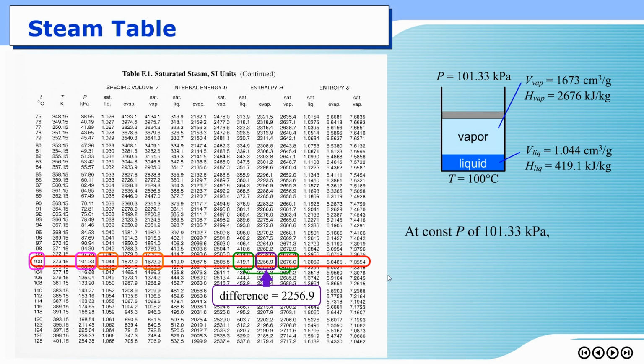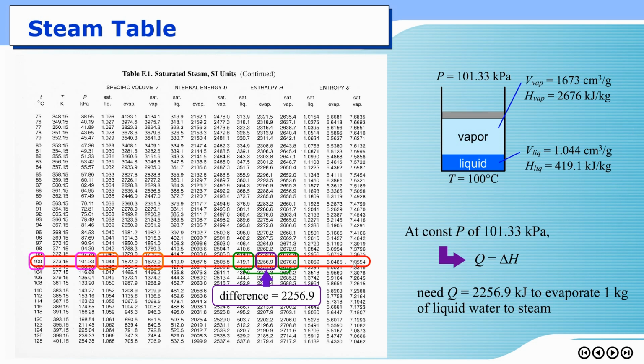Now, if we consider the saturated liquid and saturated vapor under the same pressure, the pressure of 101.33, and consider the change from liquid to vapor at this pressure, we can consider that the process is constant pressure. For a constant pressure process, the change in enthalpy equals the heat applied to the system. So heat is equal to delta H in this case. If you take enthalpy of sat vapor subtracted by enthalpy of sat liquid, that would be the amount of heat required to evaporate that water into steam.